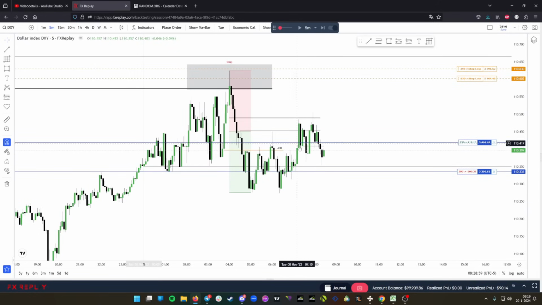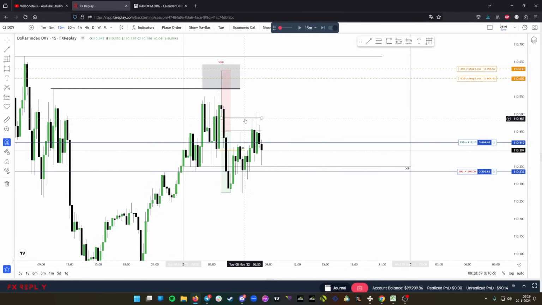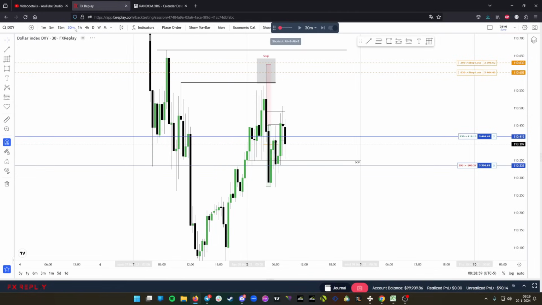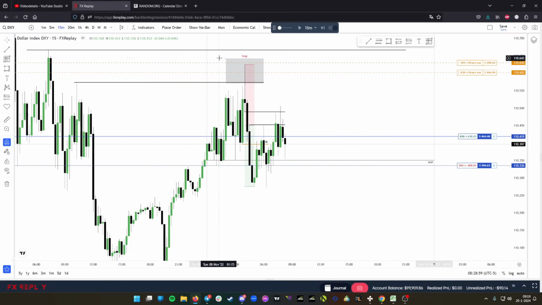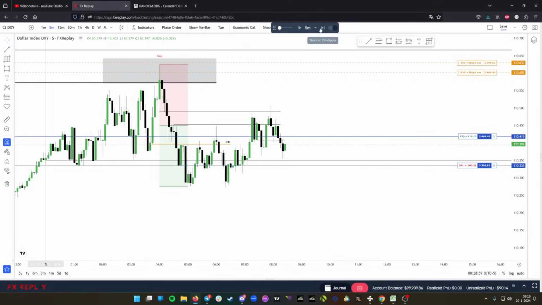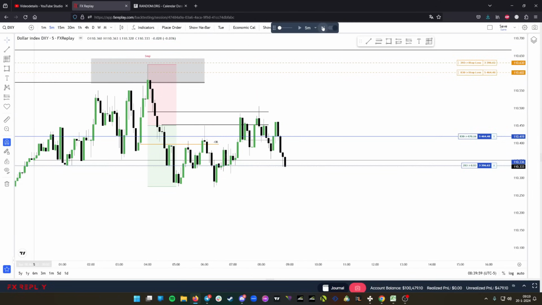But the 5-minute is closing below these candles here. So we can assume after this raid on this high, it's still remaining within the imbalance. Let's look at the 15, see? The bodies are still respecting that imbalance. So still bearish. 30-minute, 1 hour, still respecting the dealing range. So we'll just have to let time play out right now, see where we go.